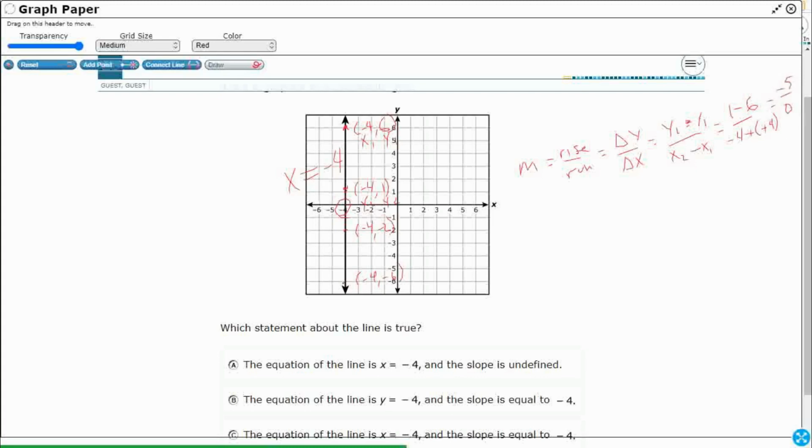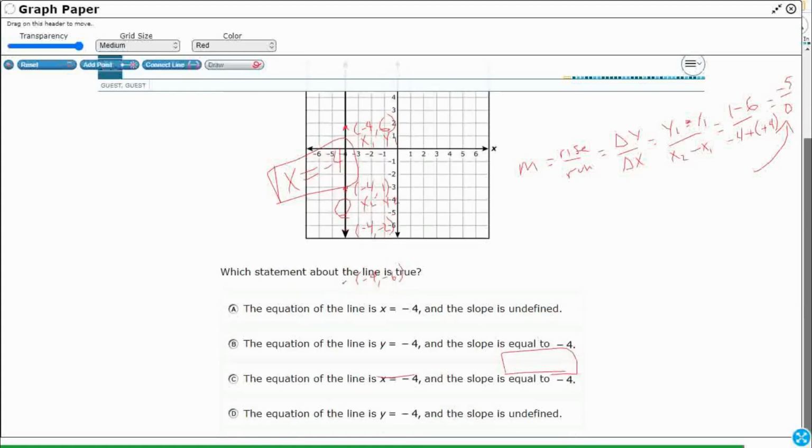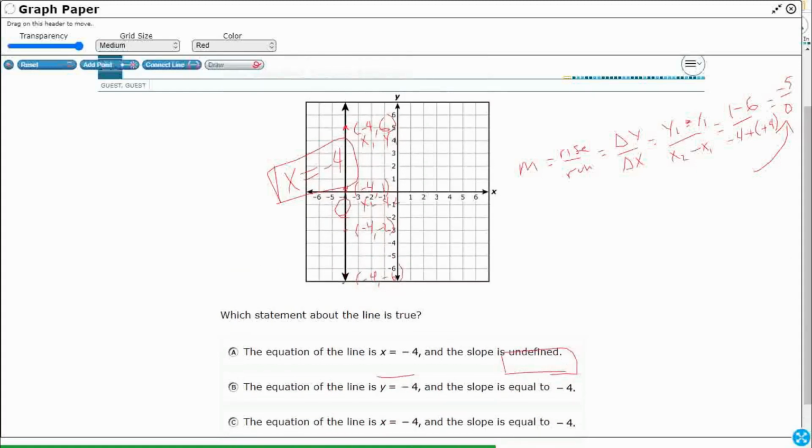It doesn't matter which 2 points I pull. It's going to be over 0, and you can't divide by 0. You can't take 0 groups of negative 5. If you ever try to divide by 0, you're going to get an error message, which also means undefined. Okay? So we've got an equation of x equals negative 4. Our slope is undefined because it's dividing by 0. It's not changing left or right. It's simply going up or down. And so our answer here is going to be A.